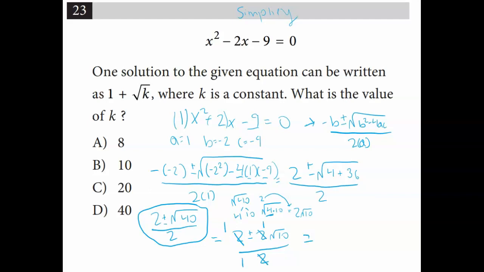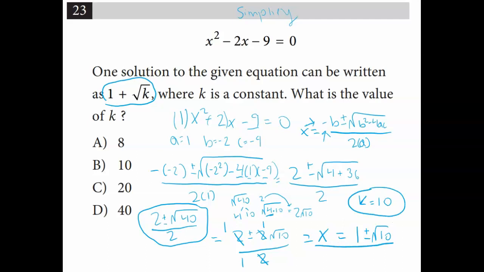And redrawn, that means x equals, because this is the x equals negative b from above, and this is the solution, 1 plus or minus the square root of 10. And so therefore, this right here means that k is equal to 10. Because this is the solution to the equation, and if the solution is 1 plus the square root of k, once again, k must be 10. And so that's how we get answer choice B for number 23.